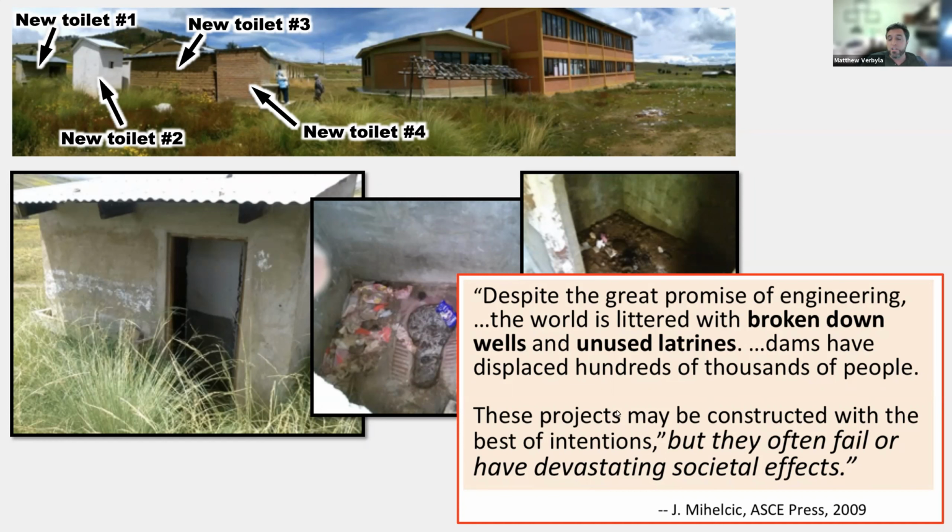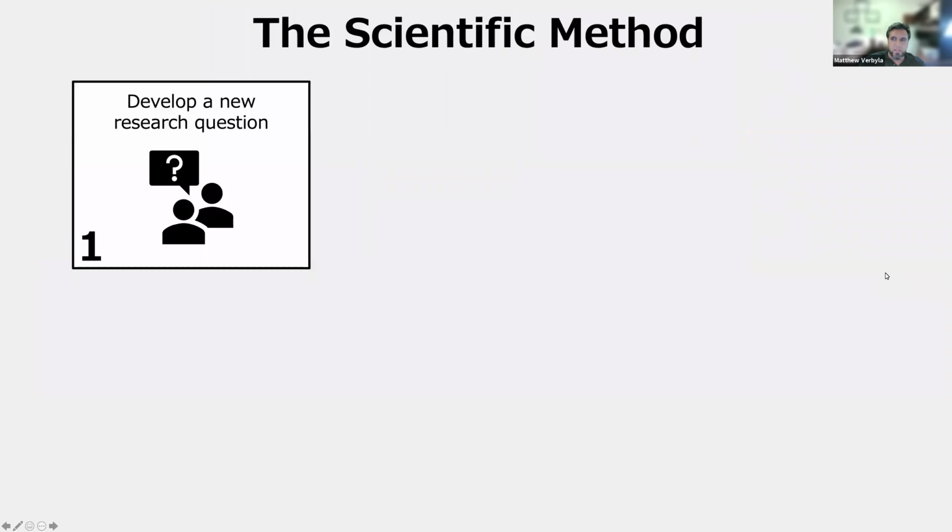Mihalcik, they often fail or they have devastating societal effects. So why am I telling this story? Because if we use the engineering design process correctly, we can avoid some of these societal failures.